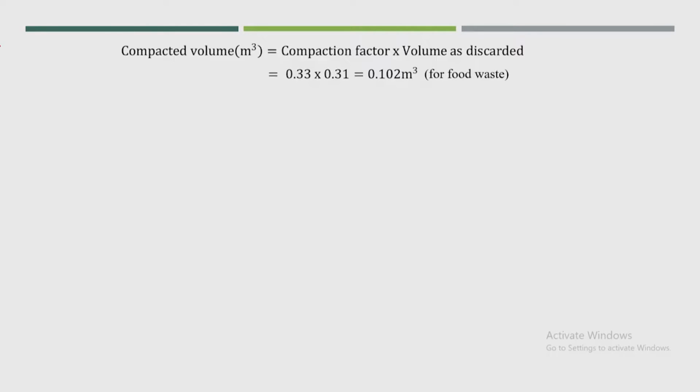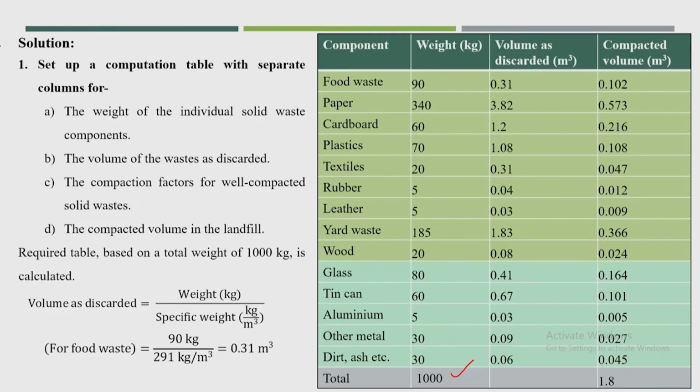Now, this is for one waste. Likewise, we calculate for all the different wastes, and finally we got the compacted volume of 1.8 meter cube, summing up all wastes. So the total weight is 1000 and the compacted volume is 1.8 meter cube.